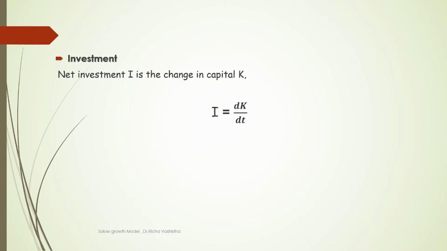Now the investment part, which is the change in capital. Here the change in capital is shown again with reference to time, dK by dt. So the change is shown here, and I is the net investment. It shows the change in the capital, which is capital K.